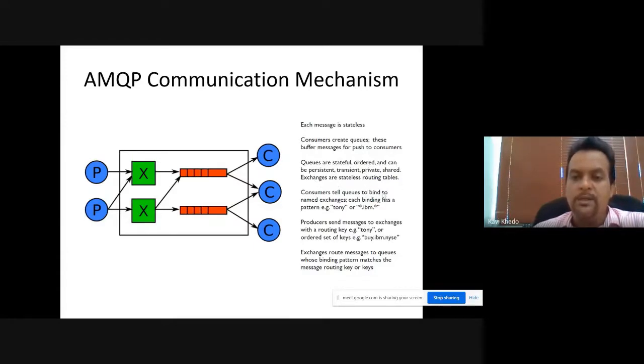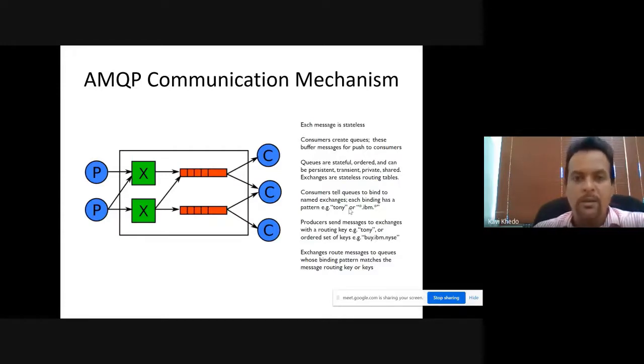Exchanges are stateless. So consumers tell queues to bind to particular named exchanges. It is the consumer that will tell this queue, okay, you should be linked to that particular exchange, okay? To bind named exchanges, each binding has a pattern. For example, Tony. It can be a particular name or .IBM, okay? Producers send messages to exchanges with a routing key. The routing key can be, for example, Tony. So if this was given by the consumer and here the routing key is Tony, these are matching.